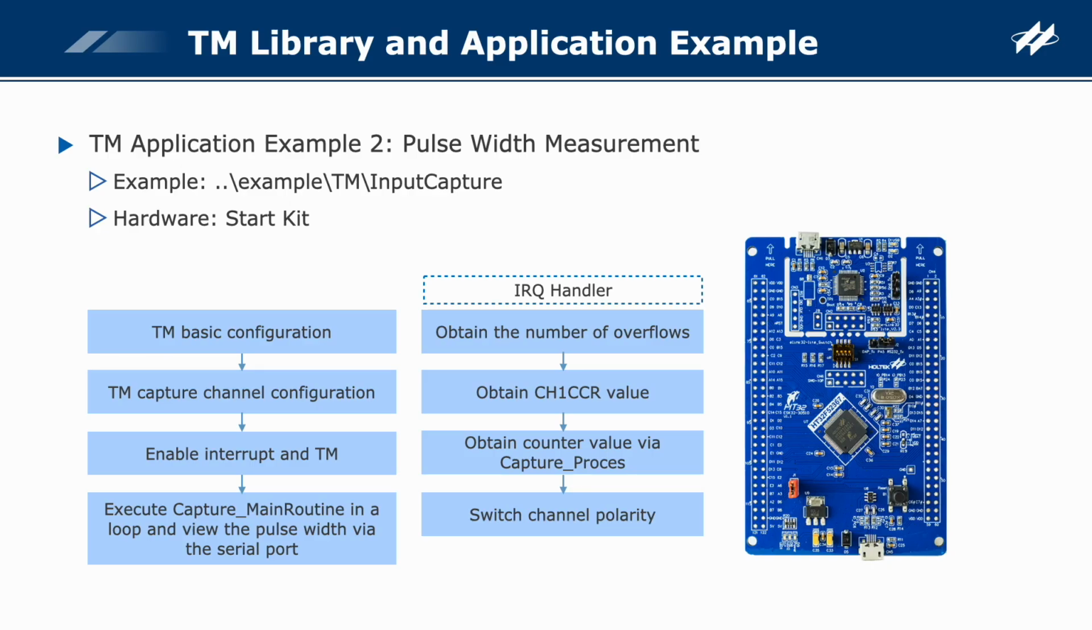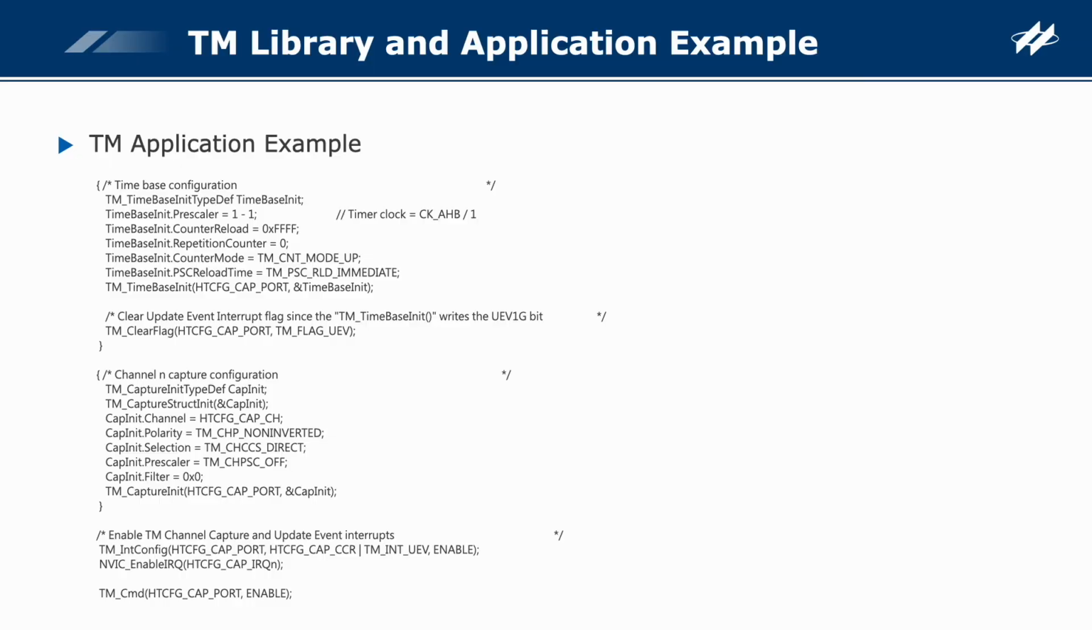In the interrupt service routine, the number of counter overflows and the CH1 CCR value on the rising or falling edge are obtained by generating the update event interrupt and capture event interrupt continuously. Then, the counter value is obtained through the capture process. Finally, switch the channel polarity to obtain the pulse width. Here are critical codes of this example.